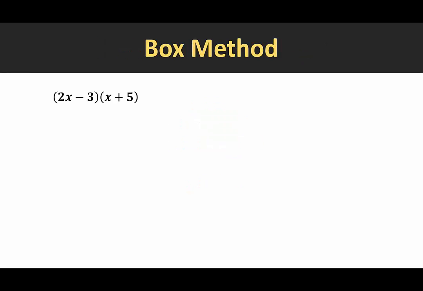The next method is the box method. And again, this is a very visual way of looking at the multiplication that many students like. So like it says, we're going to have a box. And the size of our box is determined by the two polynomials. So here I have two binomials, 2x minus 3 and x plus 5. Each binomial has two terms, so my box will be a 2 by 2.